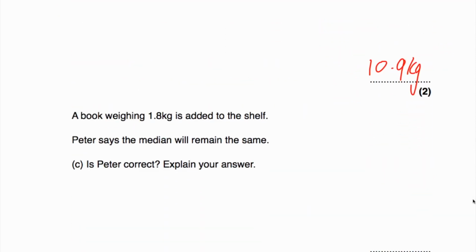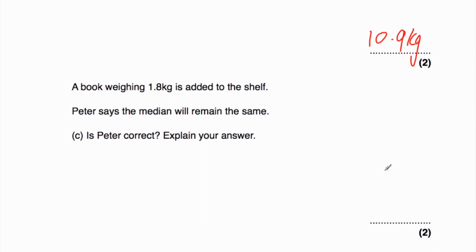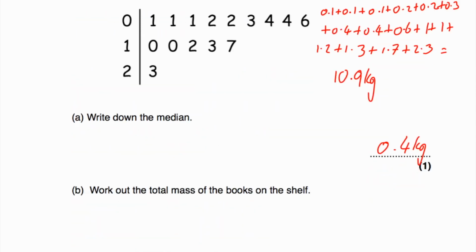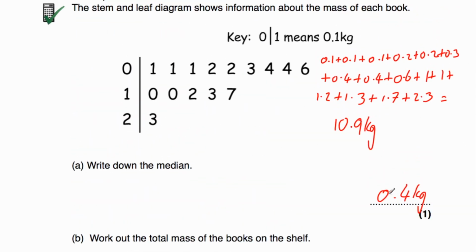Our next question says, a book weighing 1.8 kilograms is added to the shelf. Peter says the median will remain the same. Is Peter correct? Explain your answer. So another book is going to be added to the bookshelf. The median before was 0.4, and the new book has a mass of 1.8, so we can put our 1.8 here. We now need to work out the median.